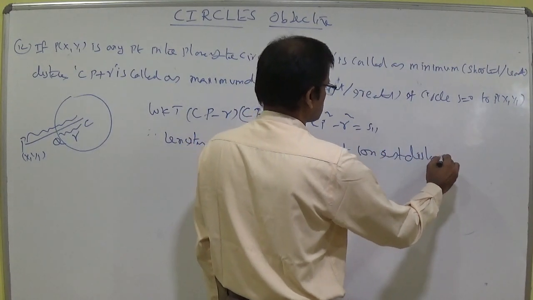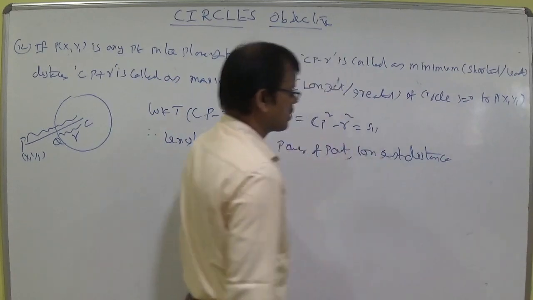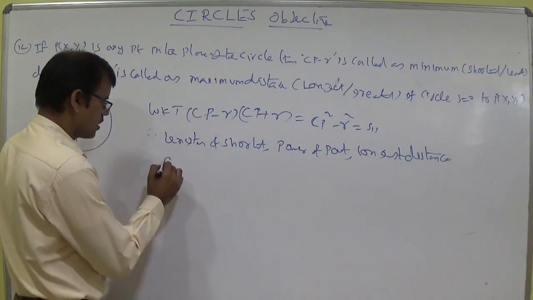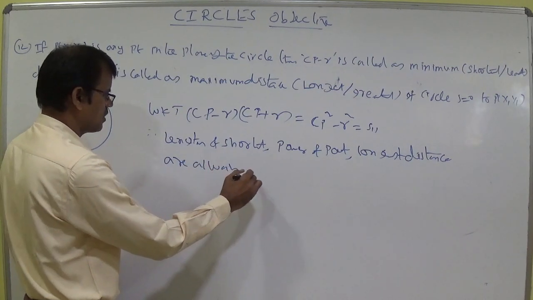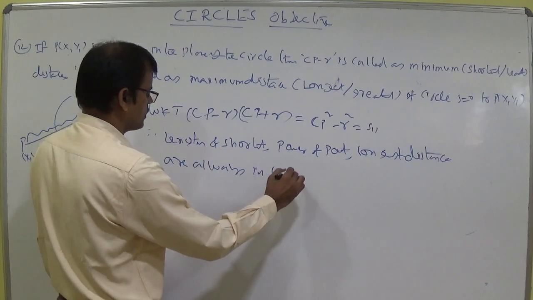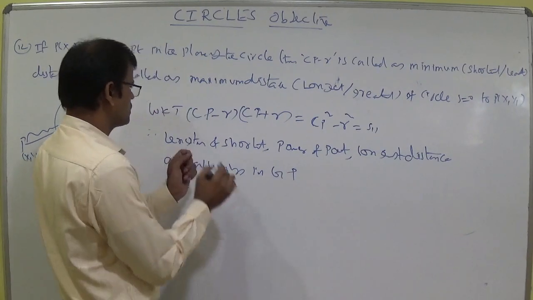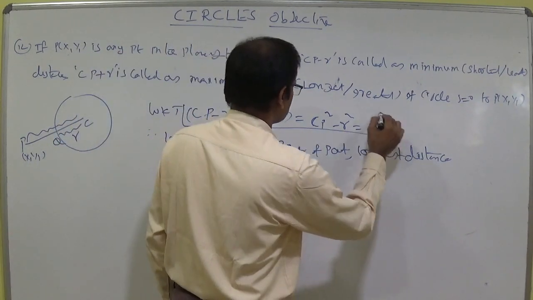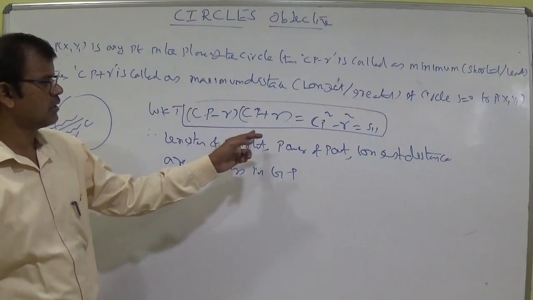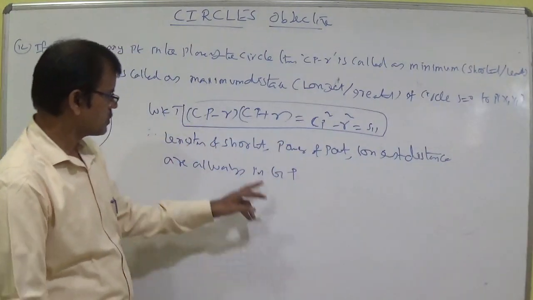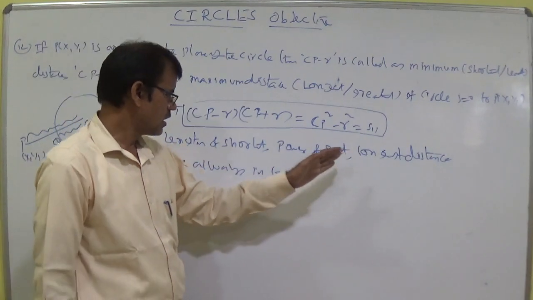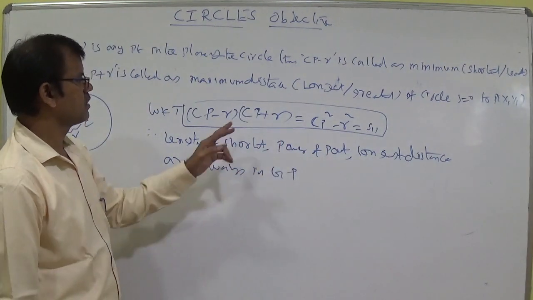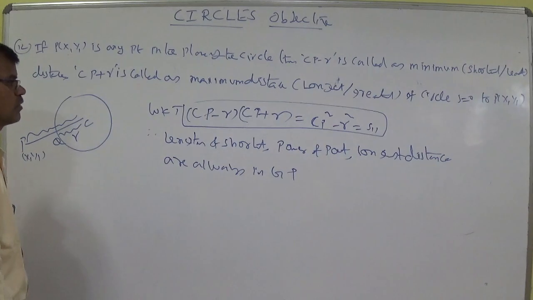Lengths of shortest, power of point, longest distance are always in GP. This is a main point. Are always in GP. That time this is the concept: b square is equal to ac. CP minus R into CP plus R is equal to S11. So S11 is the power of point and length of shortest and longest, and power of point are GP. Concept is b square is equal to ac.